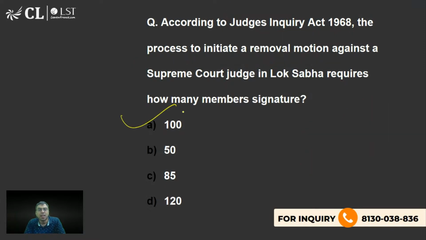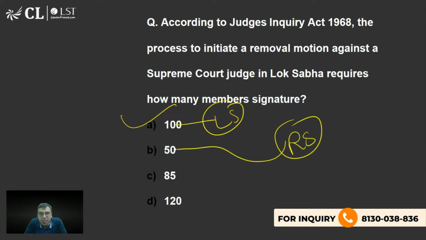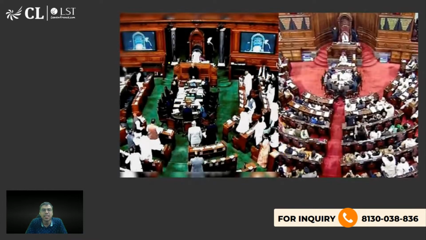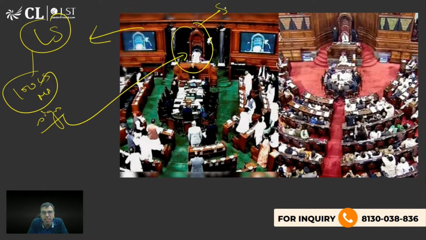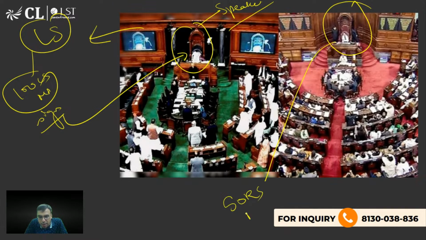Yes, you're right. In Lok Sabha, you need 100, but if you start a process in Rajya Sabha, you need 50 signatures. For example, you want to start the process of removal of a Supreme Court judge in Lok Sabha. Then 100 Lok Sabha MPs have to sign that and give it to the Speaker. Or if you want to start it in Rajya Sabha, then 50 Rajya Sabha members of parliament should sign and give it to the Rajya Sabha Chairman.